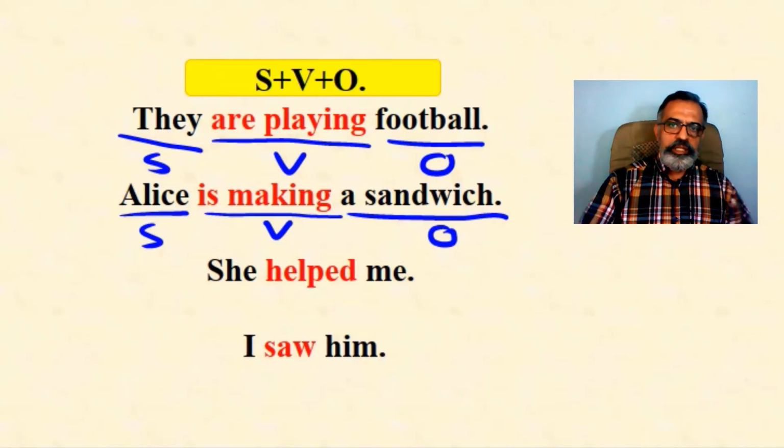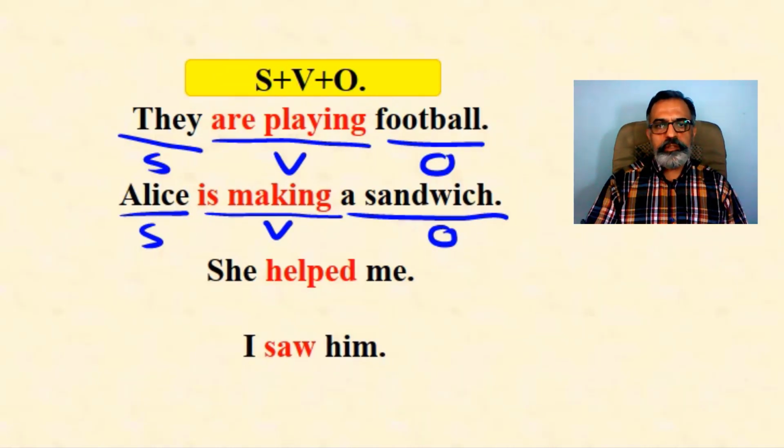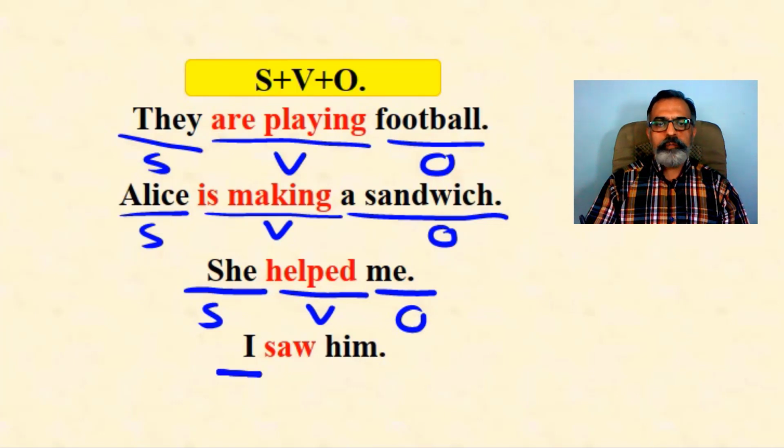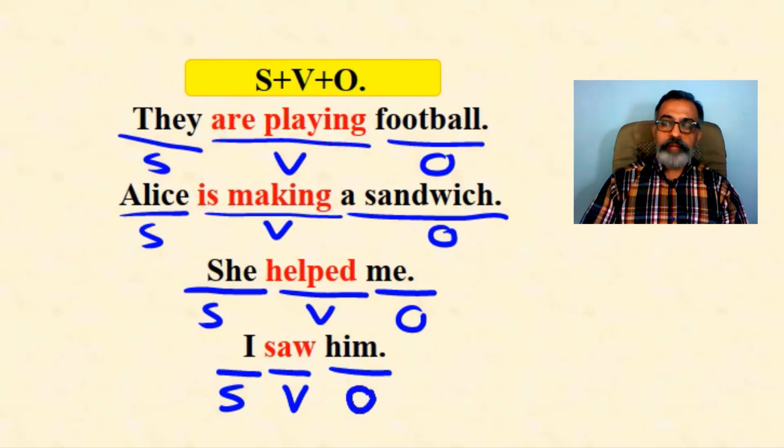The next sentence, she helped me. She is a pronoun, a subject; helped, verb; me, pronoun, object. I saw him. I, pronoun, is a subject; saw is a verb, past; and him, again pronoun and object here.